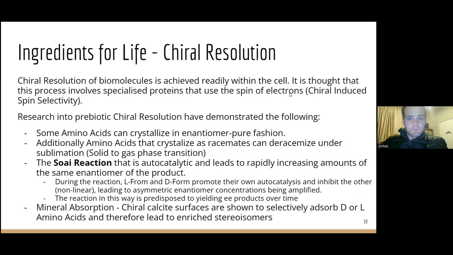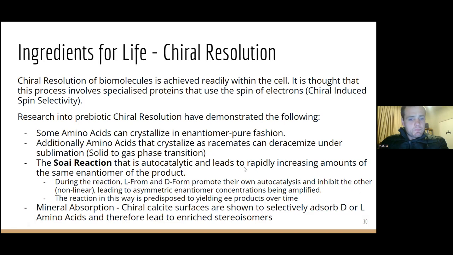Research into prebiotic chiral resolution has demonstrated the following. These are claims that have been made, and I'd encourage anybody to look into them further. Some amino acids can crystallize in an enantiomer pure fashion. If things are crystallizing, then often they can be in groups of left-handedness or right-handedness. Additionally, other amino acids that do crystallize as racemates, so as 50-50 mixes, can de-racemize under sublimation. So when they go from, say, a solid crystal to a gas, they can apparently produce separation of the enantiomers.